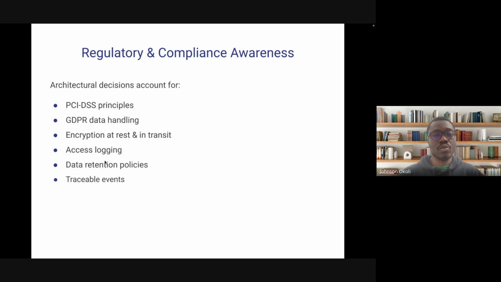Then access logging, they should be able to log all the activities for audit purposes, and data retention policies based on how long you want to hold users' data when they decide not to continue with your service. Then you should be able to retrace the activities and make a forensic analysis of a transaction.